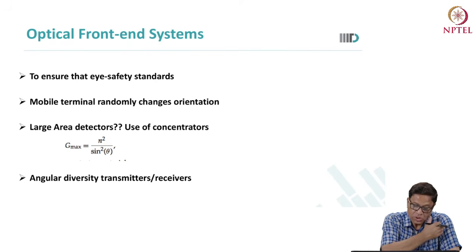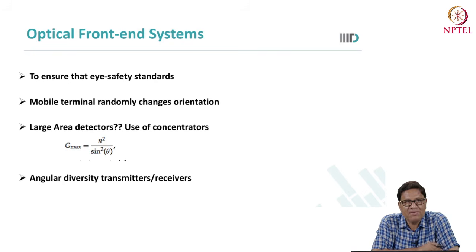You also have to ensure that your mobile terminal, for example, your phone in your hand, is changing orientation every time. So there is a random orientation of the mobile terminal. You have to ensure that your system is able to handle that orientation. You should not be blocked. Suppose your mobile terminal is upside down, even then you should be able to communicate. There should not be any blockage in the communication.